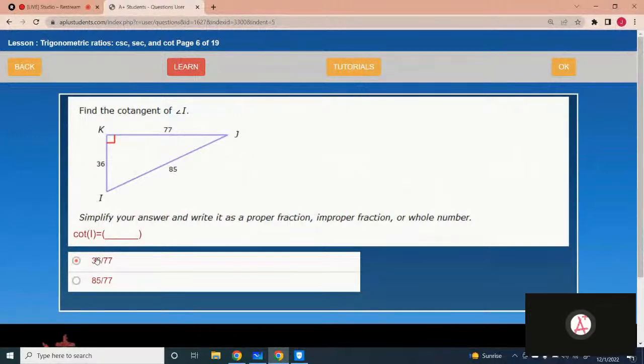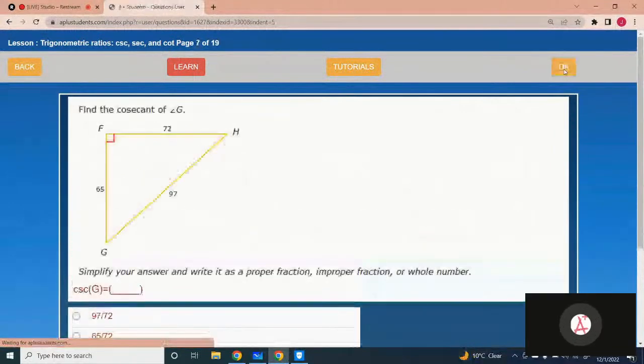If you have any question, please write the question in the chat box. I'll answer all your questions if you have any. Got it? It would be 36 over 77. So just select the correct option and then click on the OK button.